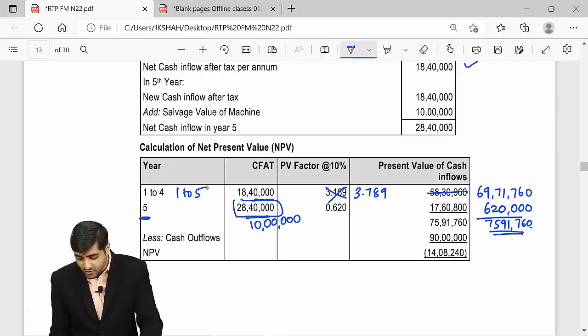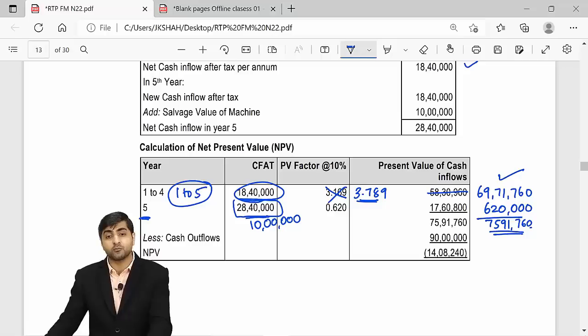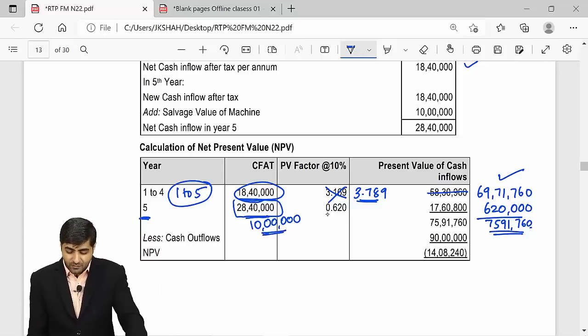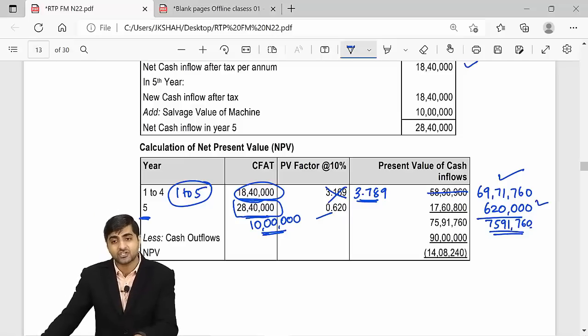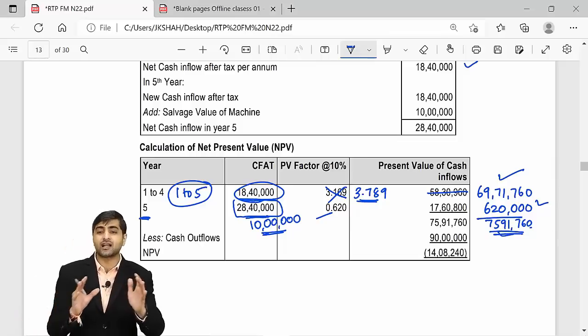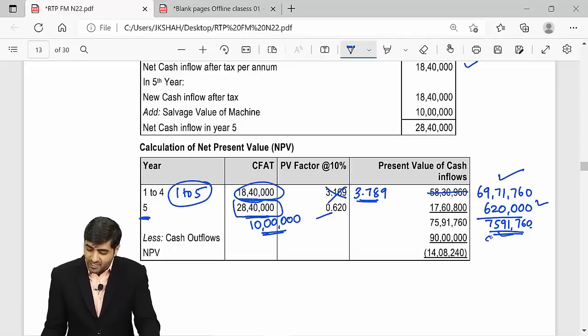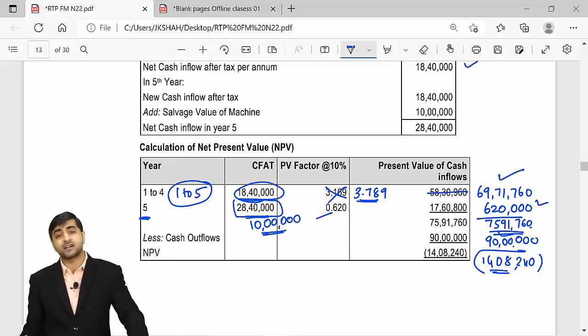or else you can also take year 1 to year 5, all the cash inflow of 18,40,000 on per annum basis, multiply that by 3.789. So you will be getting this as your PV of CI from project, and this will be your 10 lakh rupees if you multiply it by 0.620. So that will be 6,20,000, that is your present value of salvage, and you sum it up, you will be getting 75,91,760. So in both the approaches your answer is the same, and then when you subtract 90 lakh rupees, eventually you will be getting 14,08,240. So that will be your NPV, which is negative, and if it is negative, definitely we will reject this particular project.